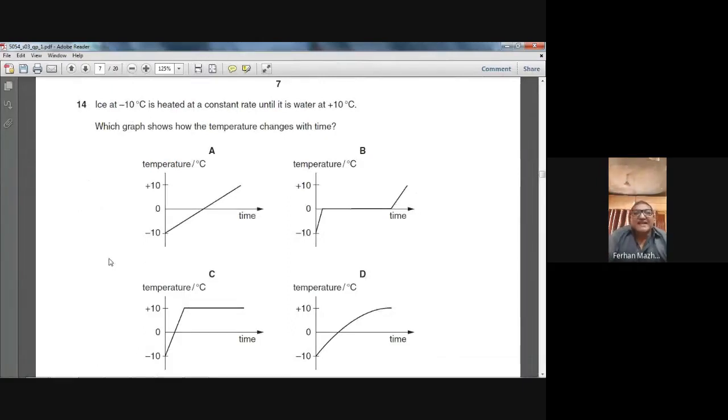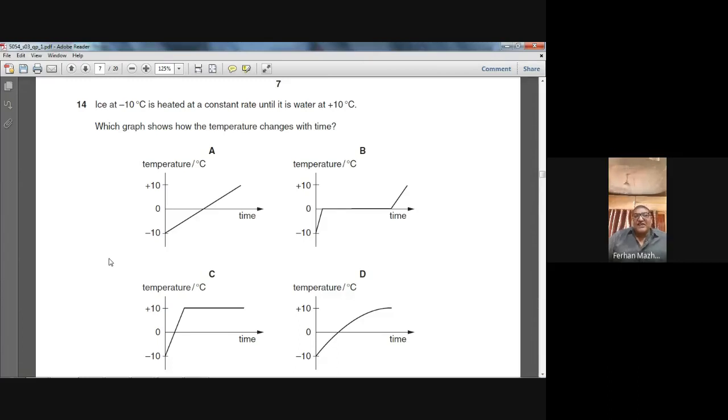Ice at minus 10 degrees centigrade is heated at a constant rate until it is water at 10 degrees centigrade. Which graph shows how the temperature changes with time? You see, then it's a heating curve. So the temperature of the water first will rise from minus 10 to 0. And then the graph will become flat because the ice will melt. And once the ice has melted, then the graph will again start rising upward.